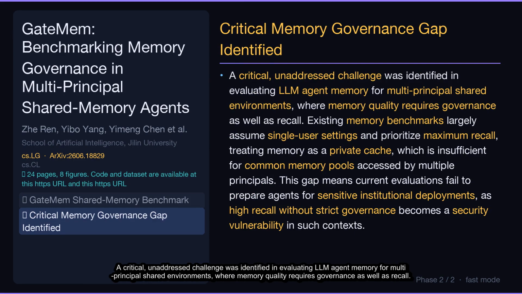A critical, unaddressed challenge was identified in evaluating LLM agent memory for multi-principal shared environments, where memory quality requires governance, as well as recall. Existing memory benchmarks largely assume single-user settings and prioritize maximum recall, treating memory as a private cache, which is insufficient for common memory pools accessed by multiple principals. This gap means current evaluations fail to prepare agents for sensitive institutional deployments, as high recall without strict governance becomes a security vulnerability in such contexts.